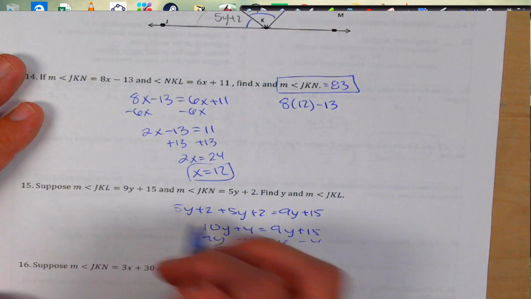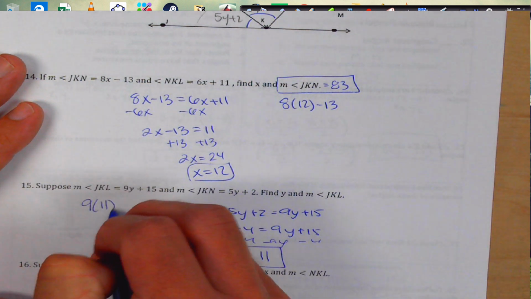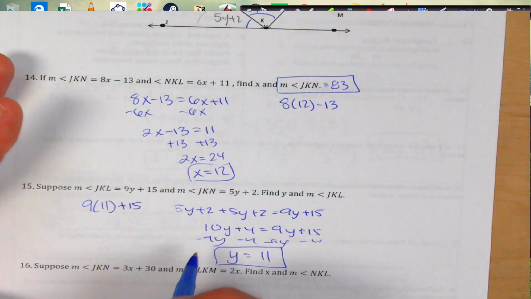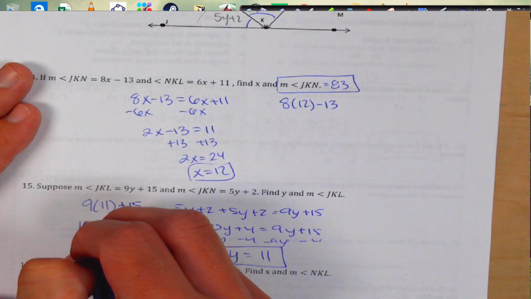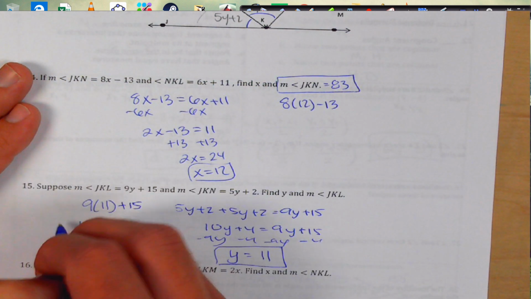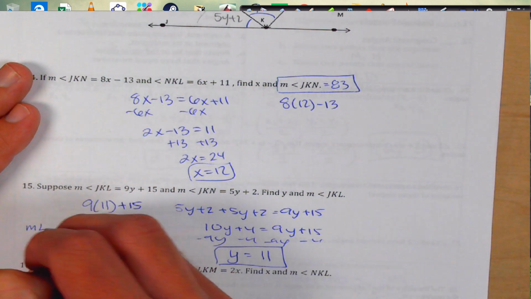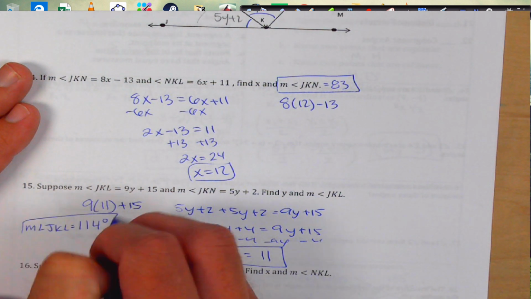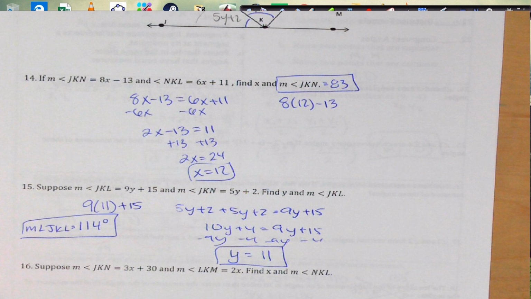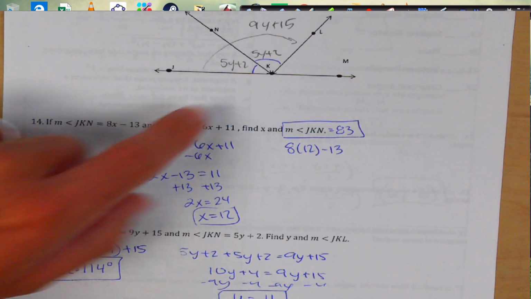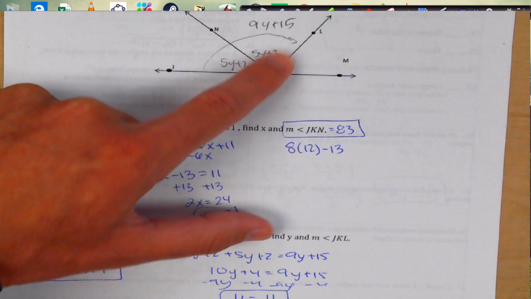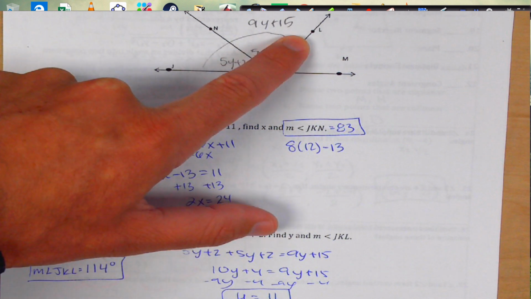And then find JKL. We're going to just put it back in here. So we get 9 times 11 plus 15. So it's going to be 99 plus 15, which should be 114 degrees for the measure of angle JKL. Okay. So that one was kind of tricky where you had to realize this piece was given to us, we had to double it to make it equal to the entire thing.